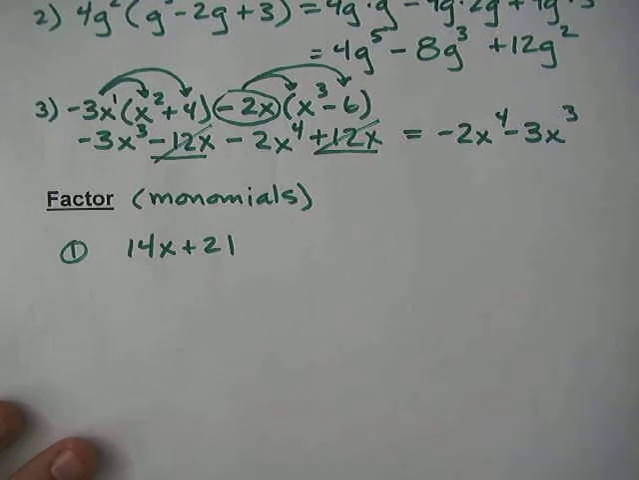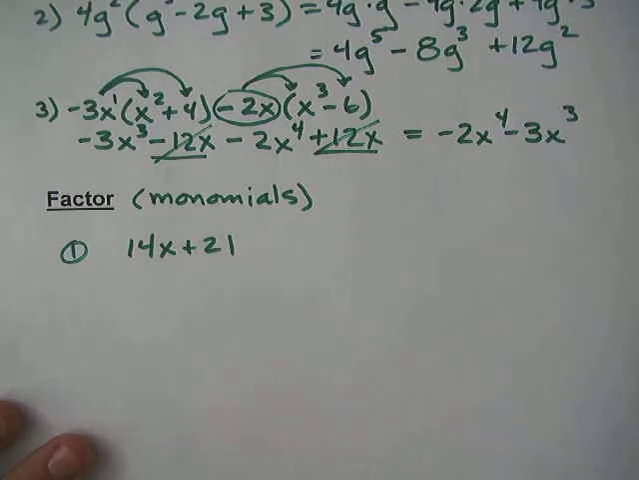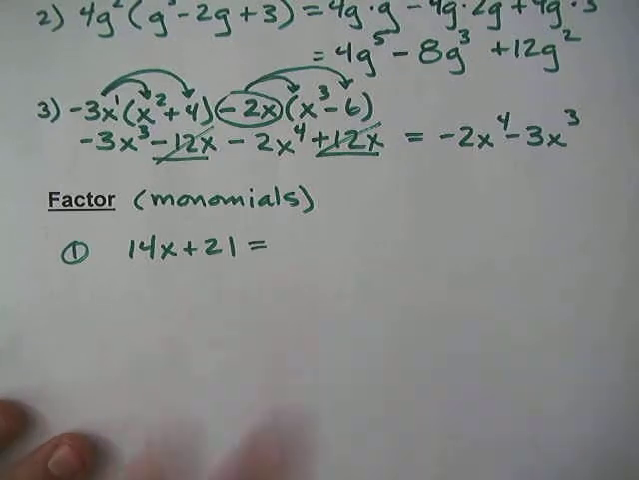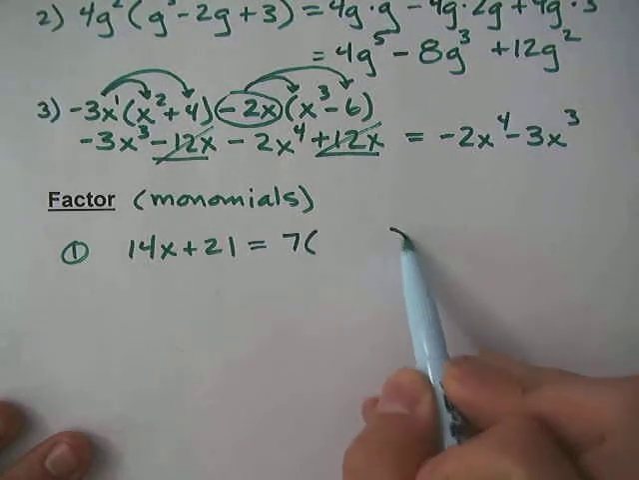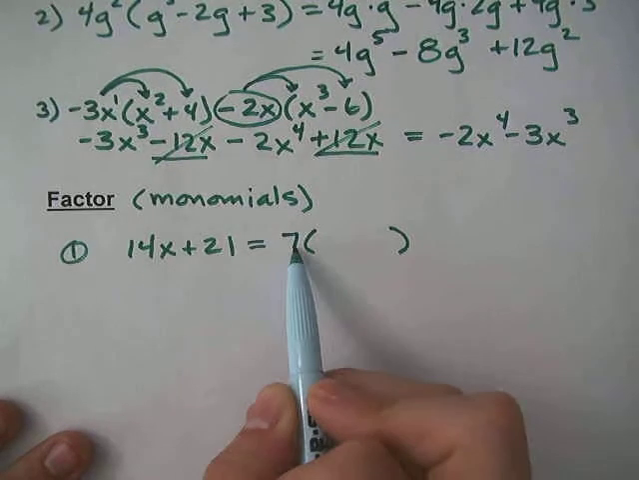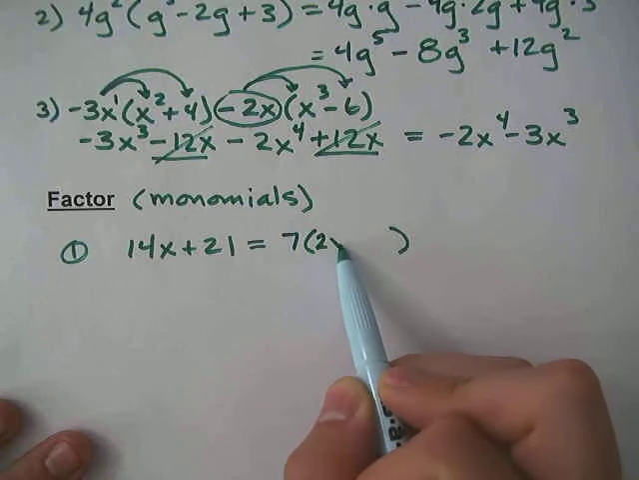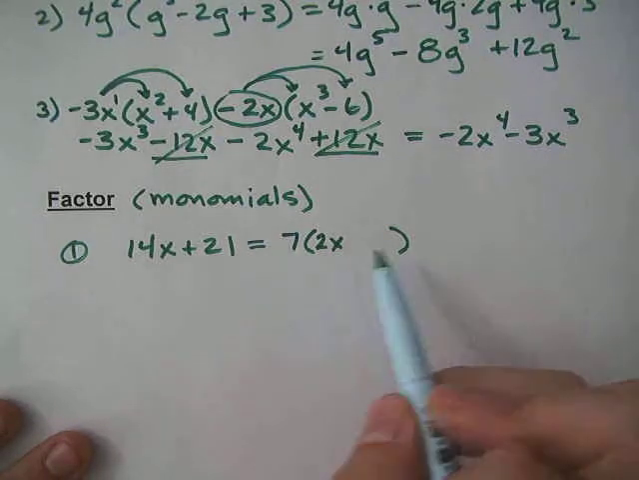So remember, a common factor would be like a common number that would divide into both of these. Well, the largest common factor that 14 and 21 both have is 7. So I'm going to factor out or pull out a 7. And when I pull out a 7, 7 times what is 14x? Well, 7 times 2x. And then 7 times what would be 21? Well, it would be 3.